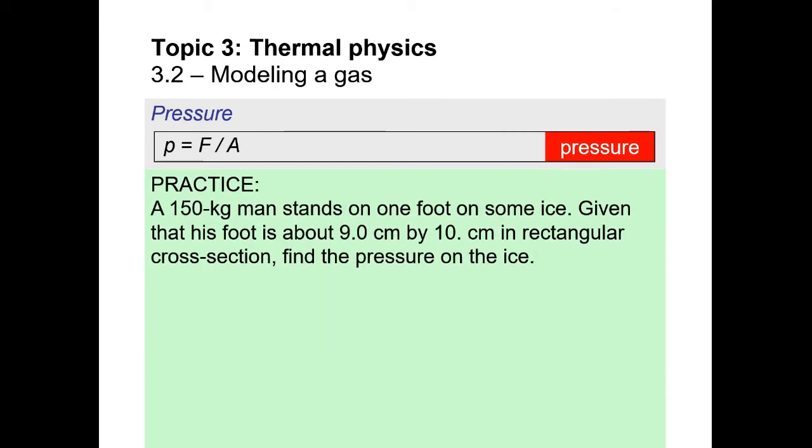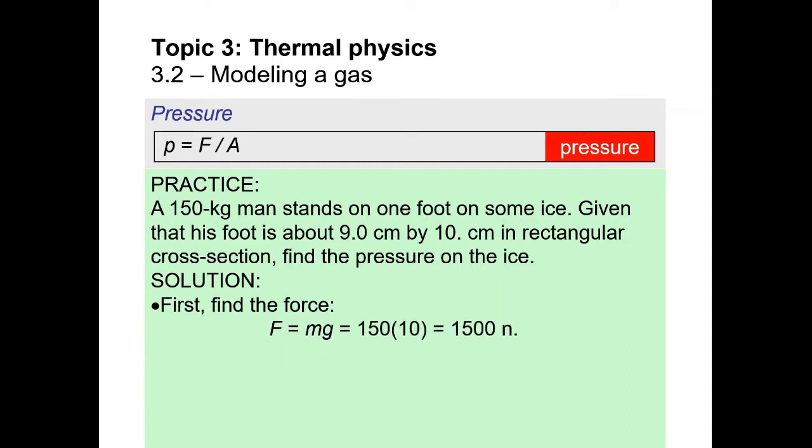A 150 kilogram man stands on a foot on some ice. Given that his foot is about 9 centimeter by 10 centimeter in rectangular cross section, find the pressure on the ice. The force he exerts on the ice is the weight of the man. So that is F equals mass times the gravitational field strength. Mass is 150 and the gravitational field strength here is 10, so 1500 Newton.